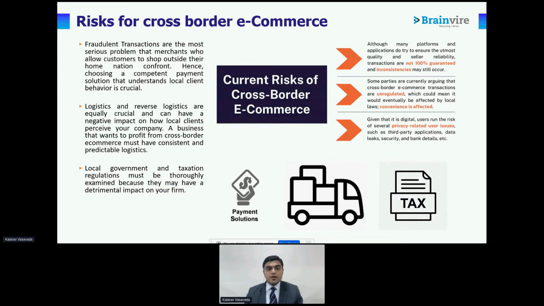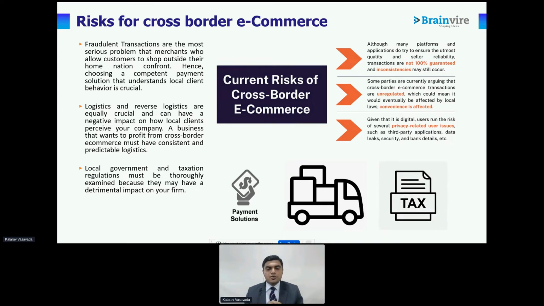Yes. So we do not just need to see the good side of cross-border commerce itself. There are risks also associated with it. So we must understand these risks as business persons or as a merchant, what things we need to take care of. There are many platforms and applications available to provide cross-border commerce features, but nobody can give a 100% guarantee or consistency guarantee. So there are chances of inconsistency.